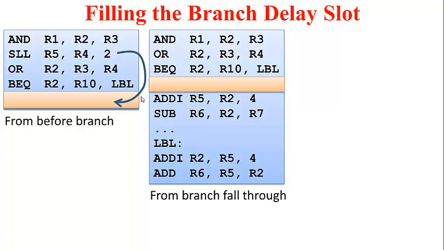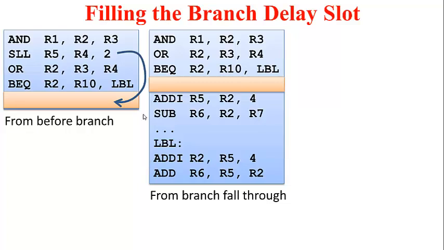We cannot fill the branch delay slot with the ADDI instruction, this ADDI instruction. This is because if we did fill the branch delay slot with the ADDI instruction, we have to consider the possibility that the branch is taken. If the branch is taken, then we realize that the value of R5 which is used by these instructions in the branch target will be wrong. That is something which the programmer did not intend.